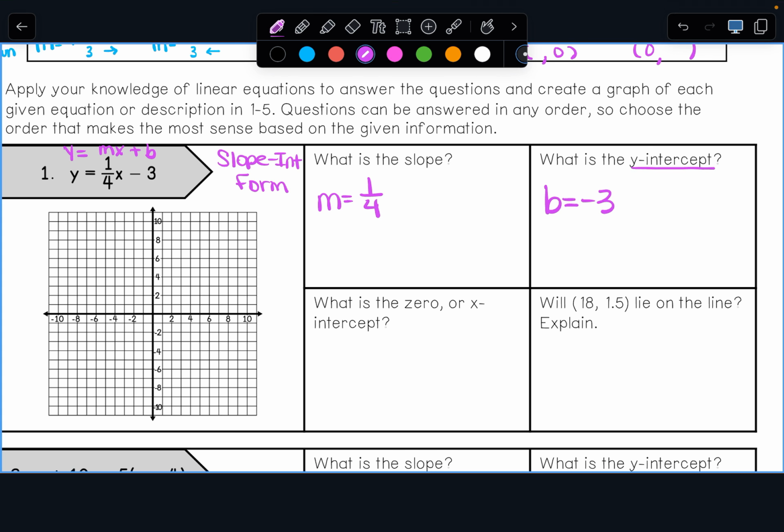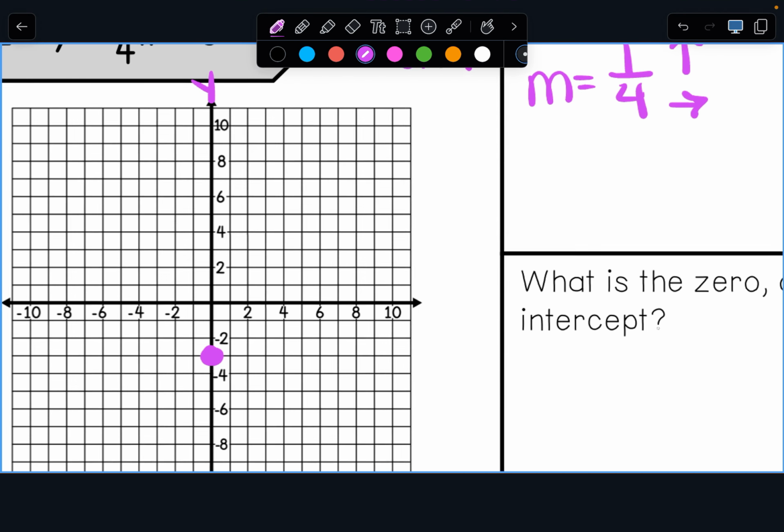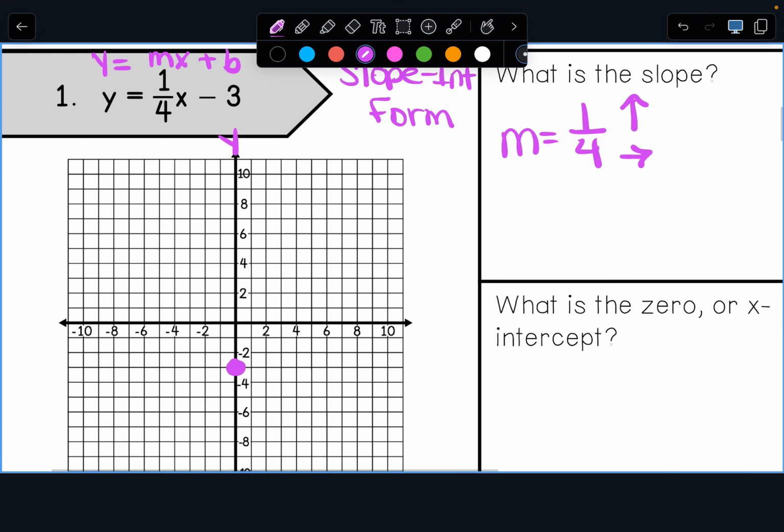Step number 1 is to plot the y-intercept. So put it on the y-axis. You're going to put a point on the -3 on the y-axis. And then you're going to use the slope. Now, because the fraction is positive, what directions are we going to go? Up and to the right. Very good.